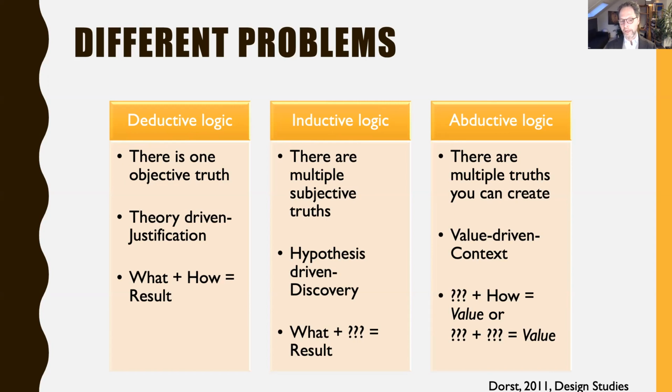And that, for instance, applies to the chaotic situation. The question isn't clear, how we're going to get to the answer or the value is not clear, but there are ways to get there, and we just need to get on our way and start experimenting. So this is a third form of logic, and that is one of the forms of logic that is applied in design research.